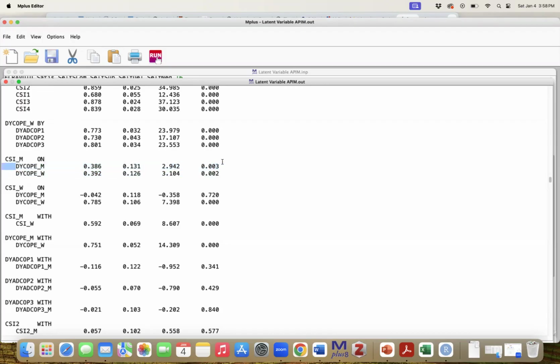So this is your actor right here. You can just match the labels I tacked on to the end. And if they have the same, they're going to be an actor. But if they're different, like we have here, then it's going to be a partner, right? For women, we get a different pattern. We have male dyadic coping did not predict female relationship satisfaction above and beyond women's own reports of dyadic coping, right?